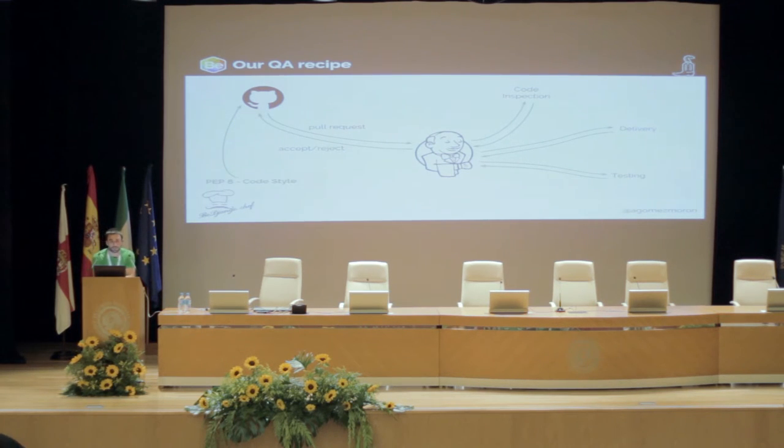For the code style, we use PEP8, the most famous one for Python. We use it for Python and for Django. Once you have a pull request, a push into the branch, we perform the static code analysis with PyLint and also with JS Hint. Because we are working on Python, but maybe we are building a website in Django and we have JavaScript.